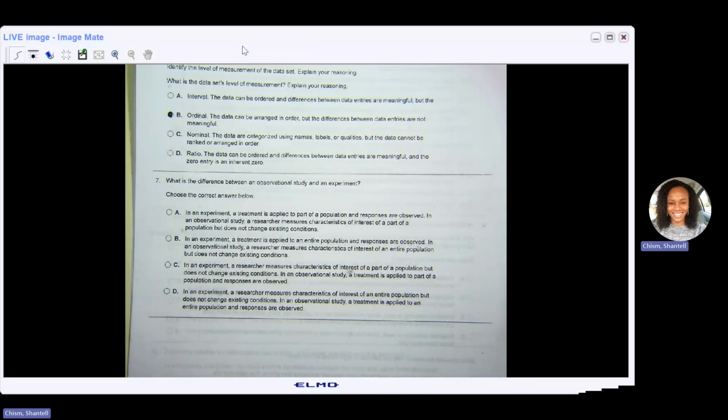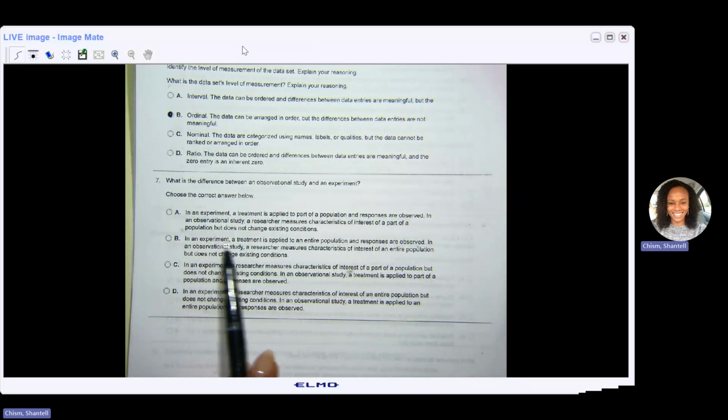So let's read through these. Here's A. In an experiment, a treatment is applied, that's true, to part of a population and responses are observed. In an observational study, a researcher measures characteristics of interest of a part of a population but does not change existing conditions. I'm going to say A is the answer, but let's read B and see why B doesn't work.